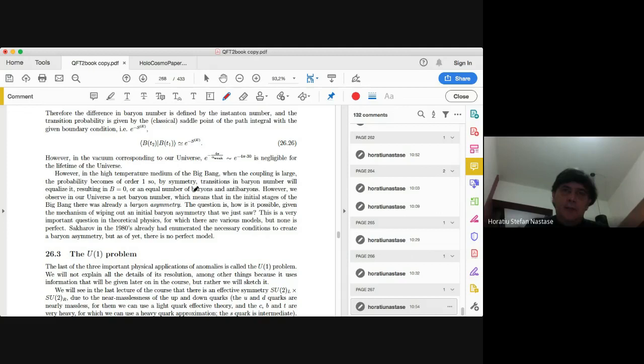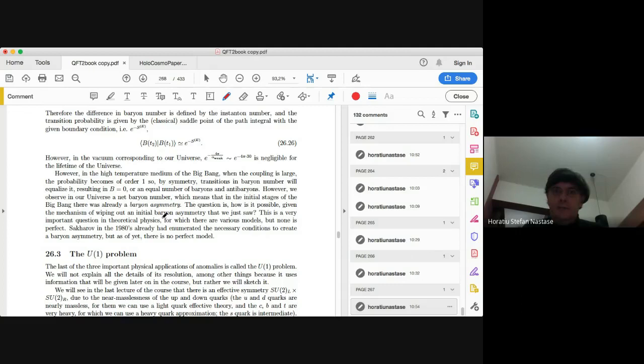However, in our universe, we certainly observe a net baryon number. We exist. We're made of protons and electrons. So protons are baryons, but not antibaryons, which means that in the initial stages of the Big Bang, there was already a baryon asymmetry. The question is, how is it possible for that baryon asymmetry to be preserved? Since, as we just saw, at high temperature, there's a transition that wipes out baryon number.